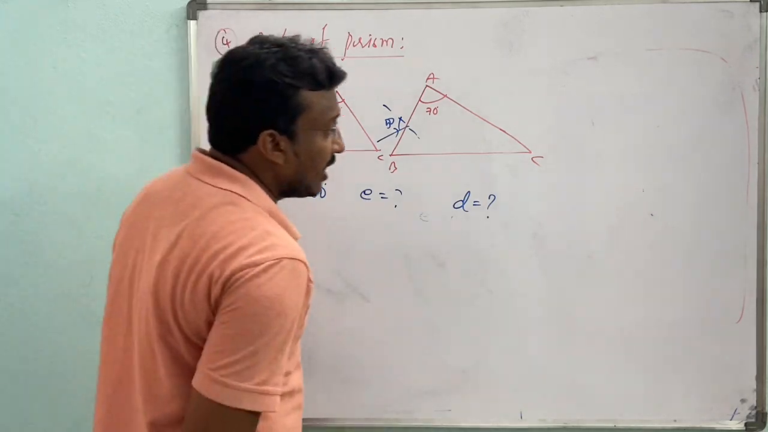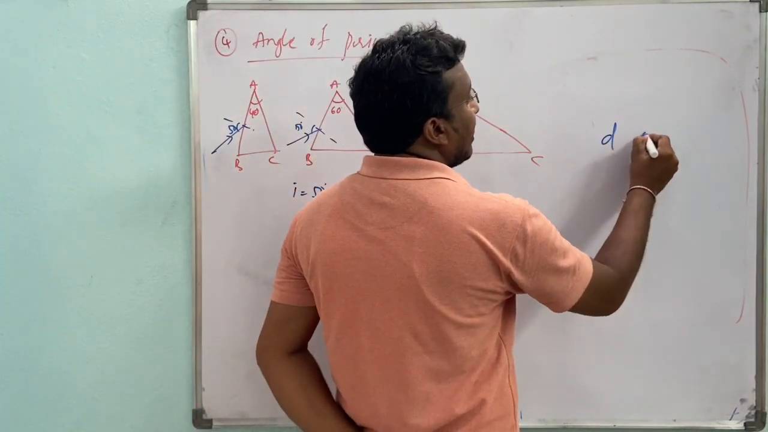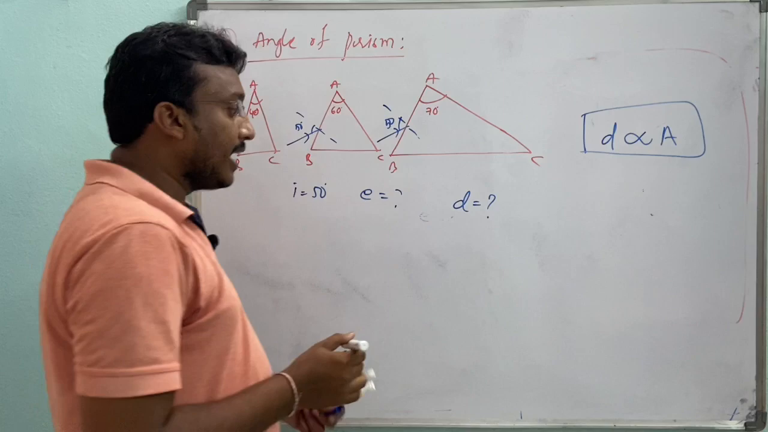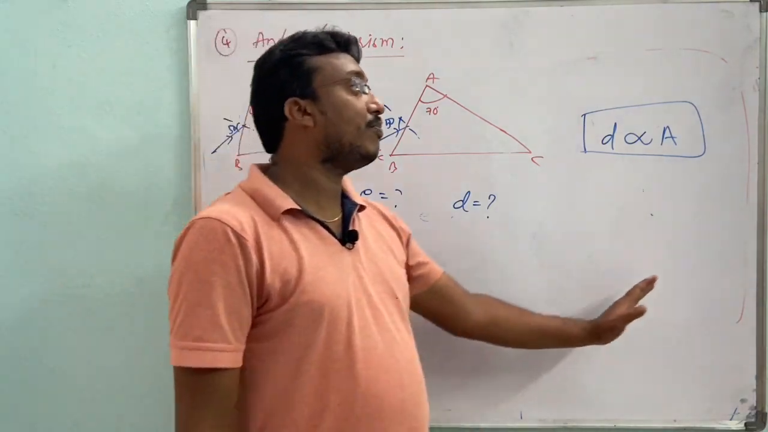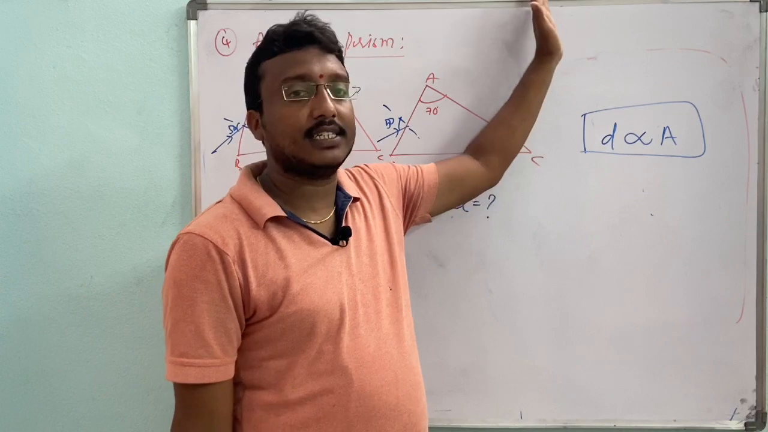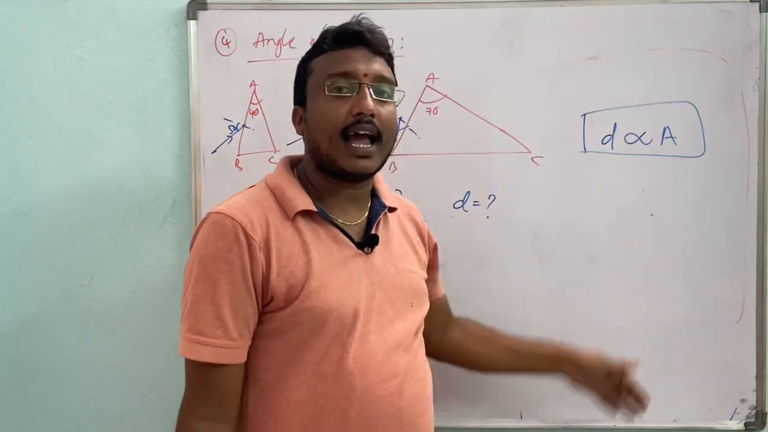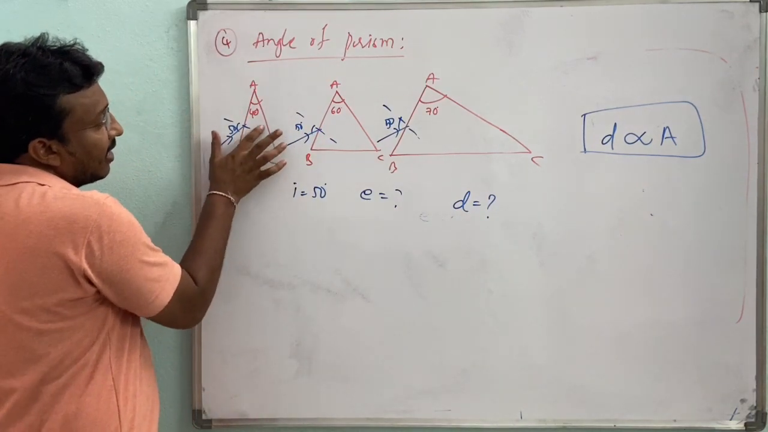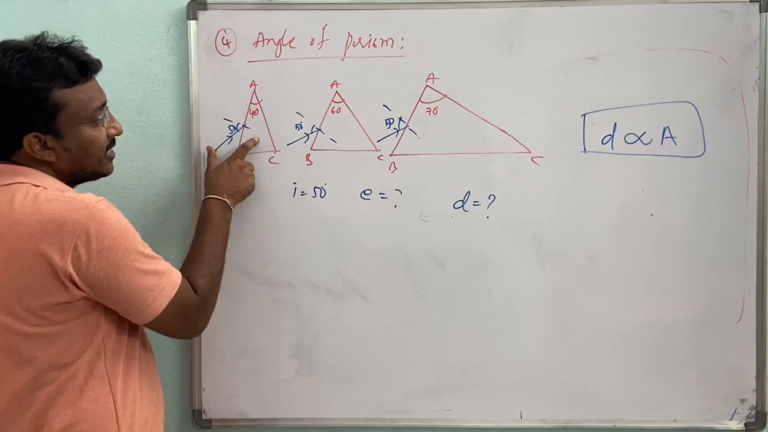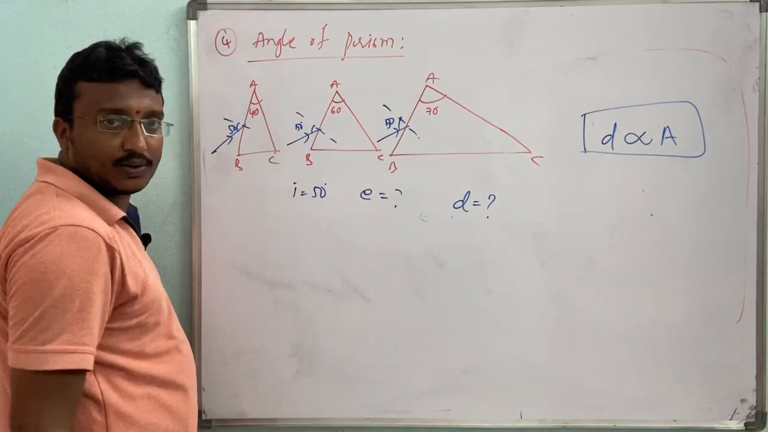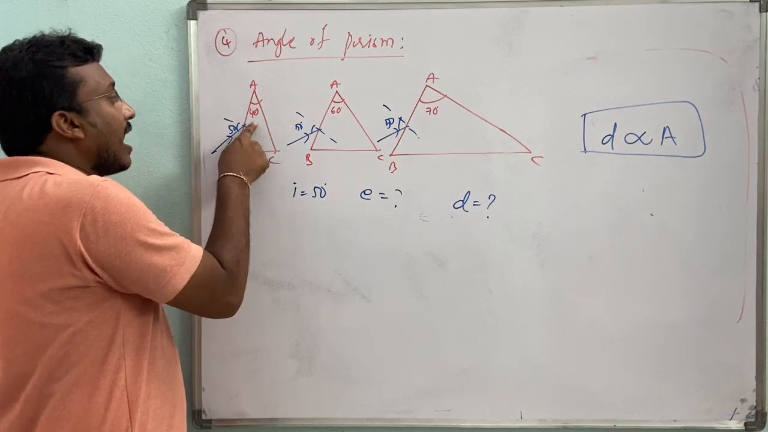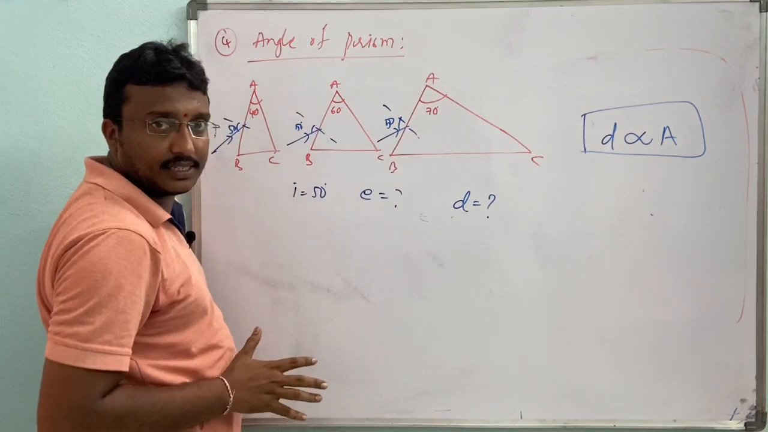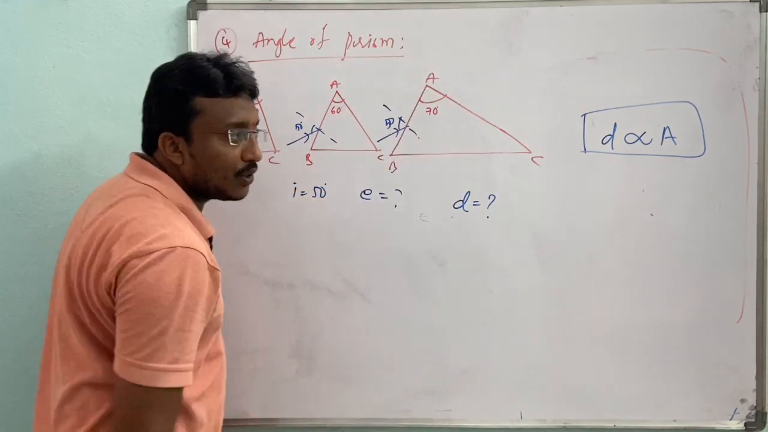After that, you come to know that the angle of deviation is directly proportional to the angle of prism. If the angle of prism is more, then the angle of deviation is also more. If the angle of prism is less, the angle of deviation is also less. In the first case, the angle of prism is less compared with these two prisms, so the angle of deviation is also less. Here the angle of deviation is more compared with these three prisms. In this case, the angle of deviation is also more.